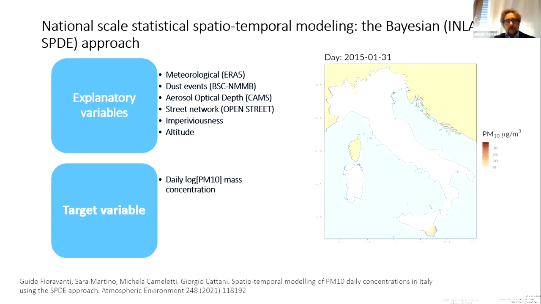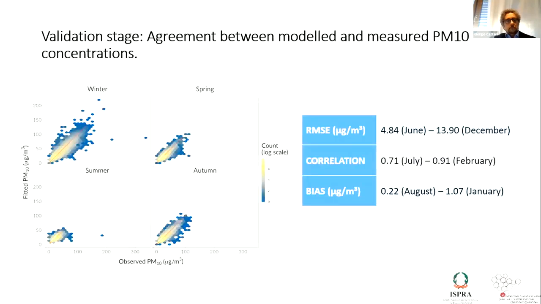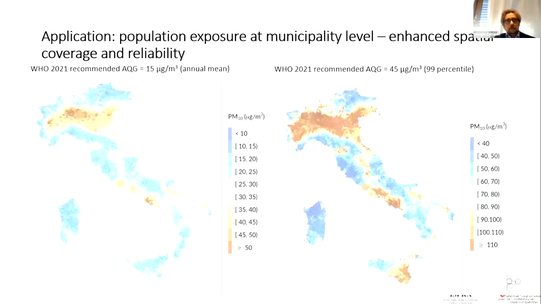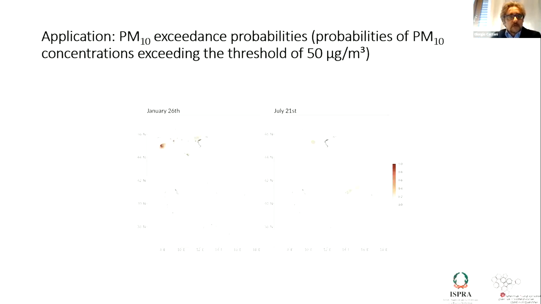We fit this model based on log PM10 mass concentration instead of simple PM mass concentration. As you can see, we fit a model for each month, and then we have the results in terms of root mean square error, which are very good, and correlation and also very low bias. The applications, as you can see, can be various. We can obtain a very accurate average concentration, so population exposure average at municipality level, with enhanced spatial coverage and reliability. We can also use this model to calculate PM10 exceedance probabilities by day, as you can see, for example, for a day in January and in July.